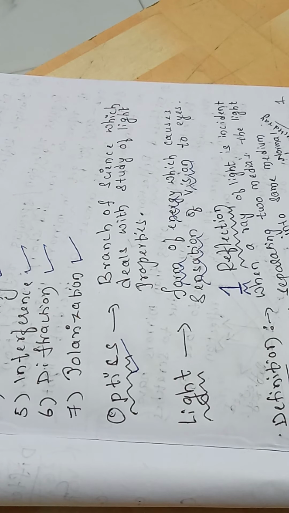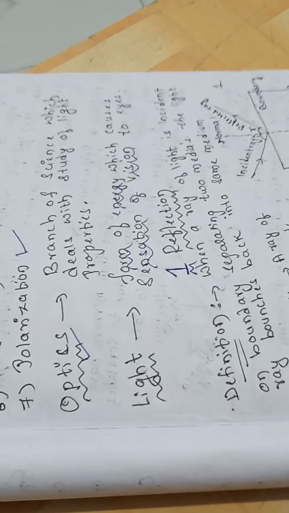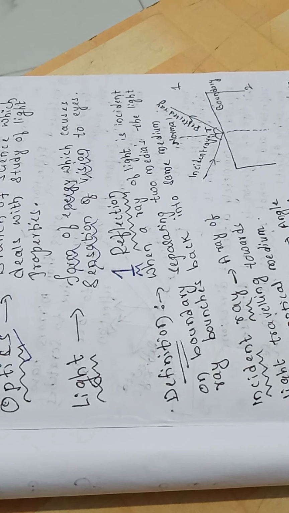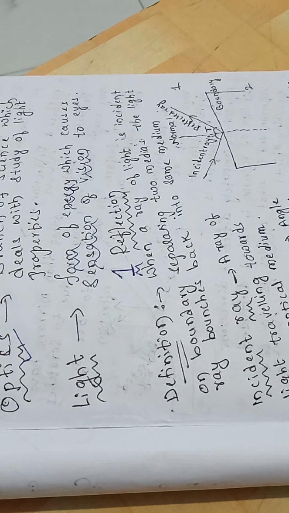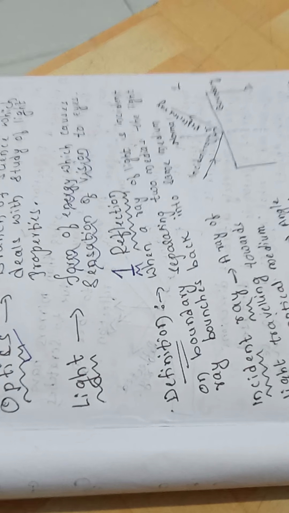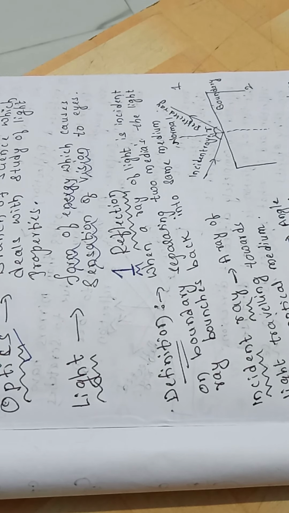The first one is reflection. Now the best example, if we throw any ball towards a wall, what happened? It bounces back. So now here it is bouncing back in the same medium from which it has gone towards the wall. So that bouncing back of the light rays, we call it as reflection.